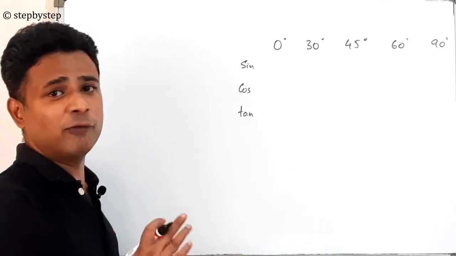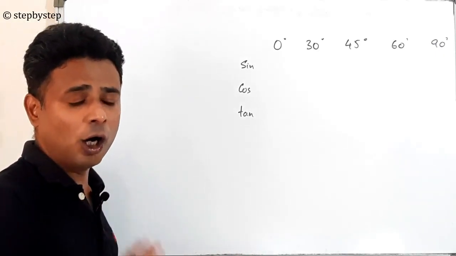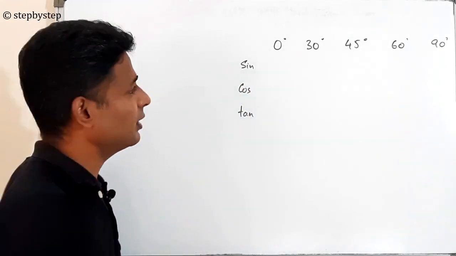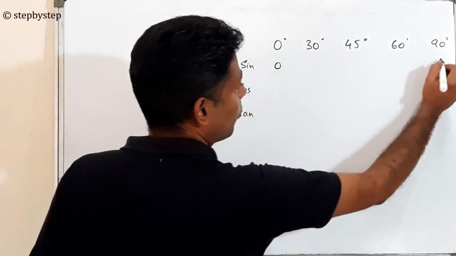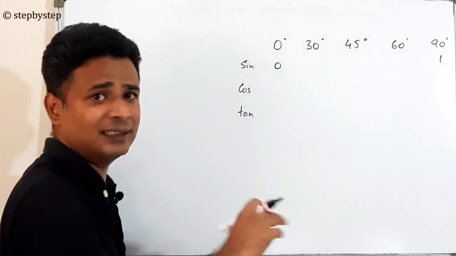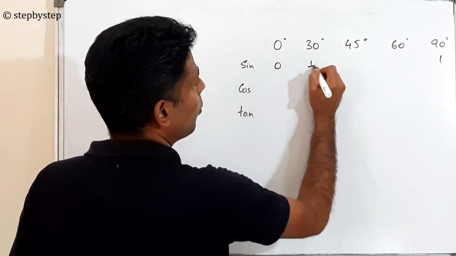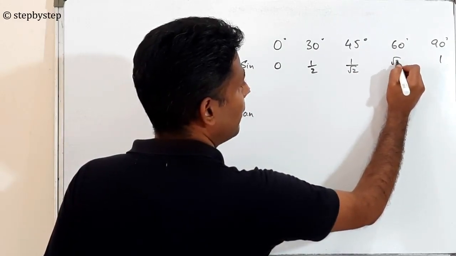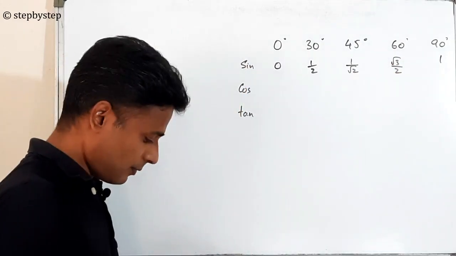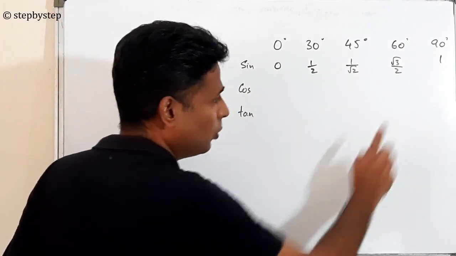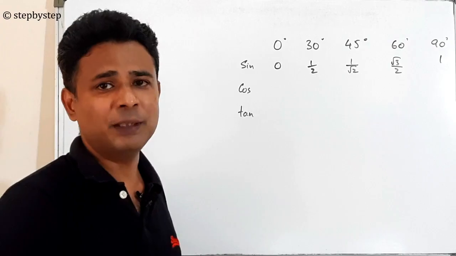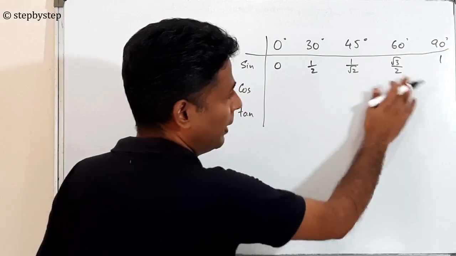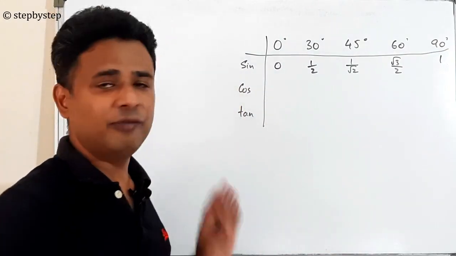Now guys, you don't have to learn the entire table by heart. All you need to remember is the values for sine. It starts from 0 to 1. It will go from 0 to 1 in increasing order. So 0, 1 by 2, 1 by root 2, root 3 by 2 and 1. So this is all you need to remember for special angles. Don't sit and memorize the whole table. If you remember this much, you can work out everything else.